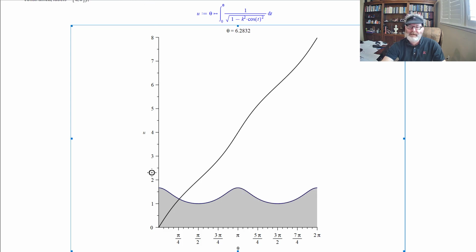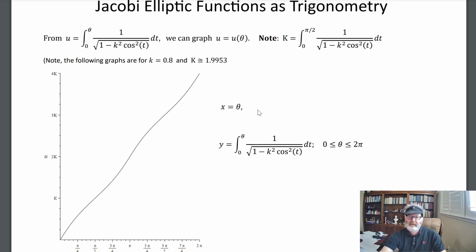So here I go to 2 pi. So there's the integrand, and again, it's pi periodic, so you can keep going. So at this point, u, in terms of theta, is pi periodic. All right, so if we can graph u in terms of theta, here's the idea. So u in terms of theta, again, if I just want to graph it, I can just let x equal theta, graph it parametrically, and then y be the formula for u.